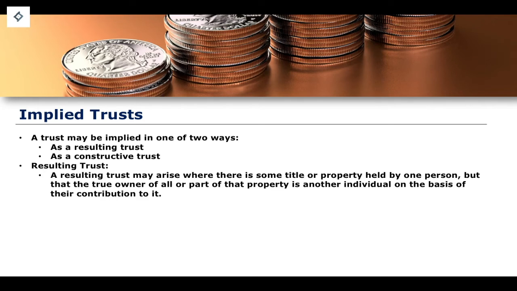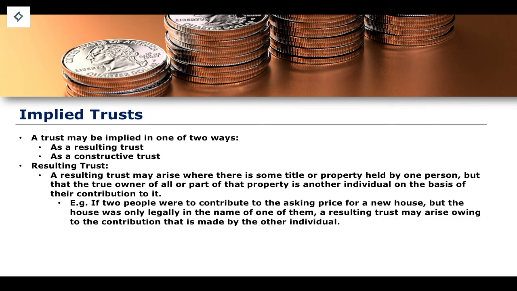When we look at a resulting trust, essentially a resulting trust may arise where there is some title or property which is held by one person in law, legally held, but the true owner of all of that property, or maybe even just part of that property, is another individual on the basis of their contribution to it. The most important examples that we often see here are in the relationship between owners of land and the purchase of land.